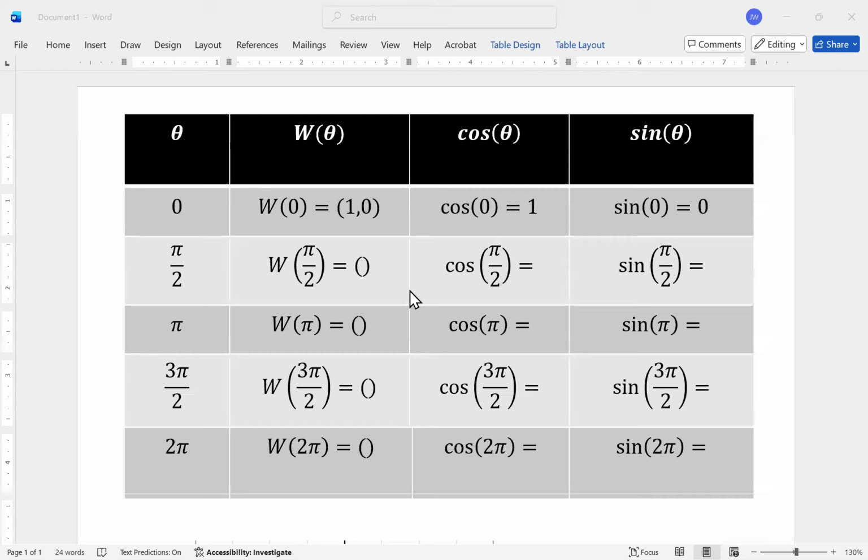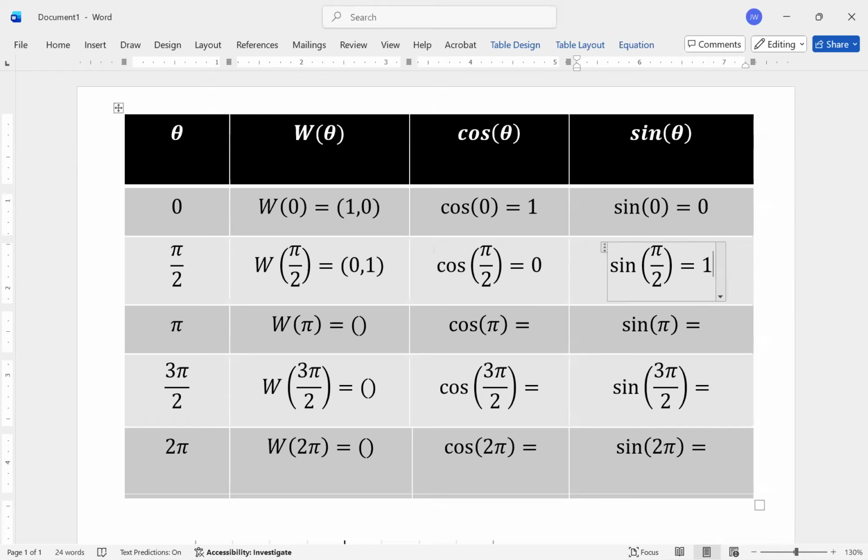So let's fill out this table based on what I just said. So wrapping function of pi over 2, remember pi over 2 is 90 degrees. That's going to be 0, 1, which means cosine of pi over 2 is a 0, and sine of pi over 2 is a 1. The wrapping function at pi is 180 degrees. That's going to be the point -1, 0. And so cosine of pi is going to be -1. Sine of pi is going to be 0.